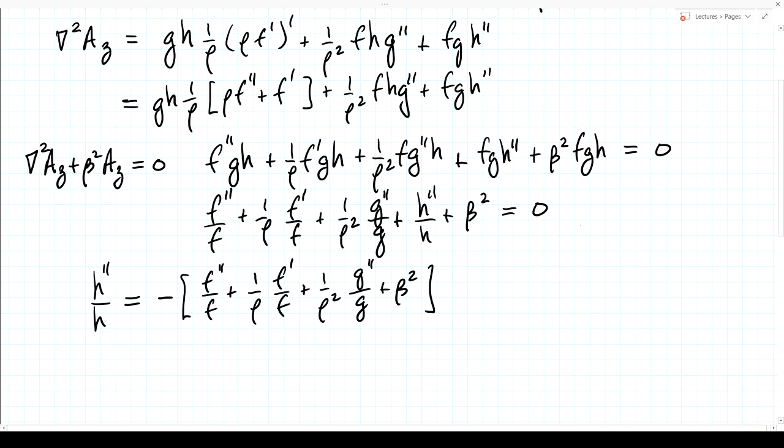And now here is the trick, or the magic, of separation of variables. The left side is at most a function of z, because h is a function of z, so it can't depend on rho or phi. The right side is not a function of z. There's no z dependence, only at most rho and phi dependence. And therefore, if a function of z is equal to something that's not a function of z, the only way that can be true is if both sides are equal to a constant.